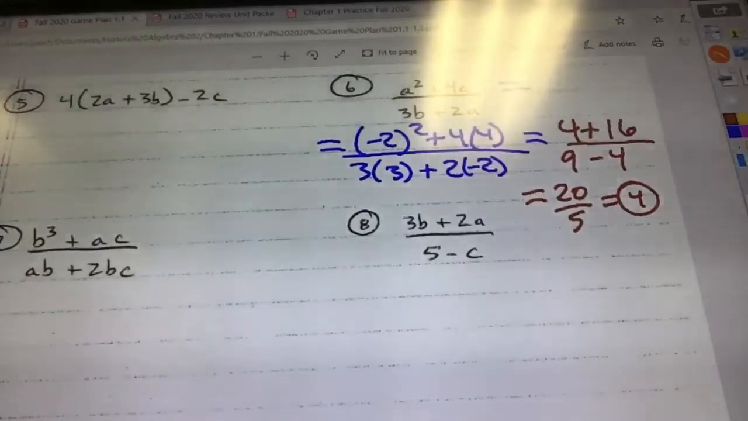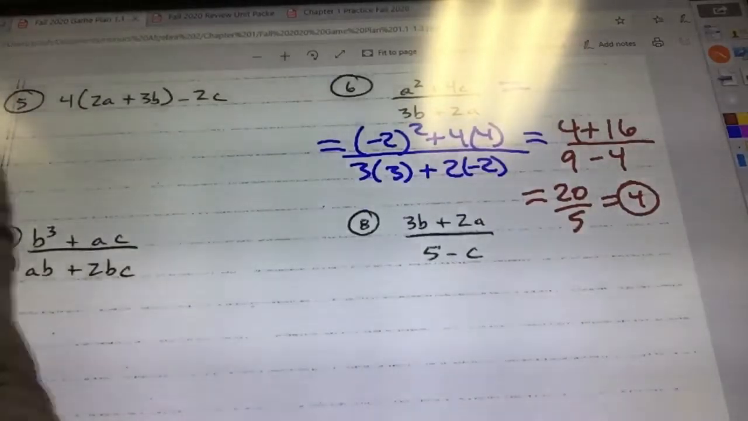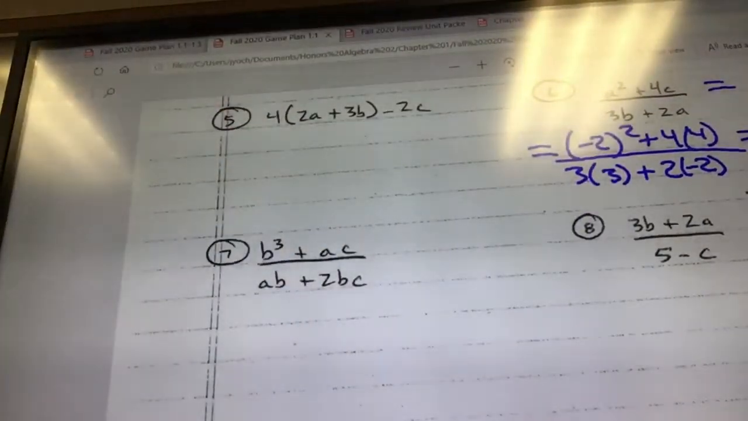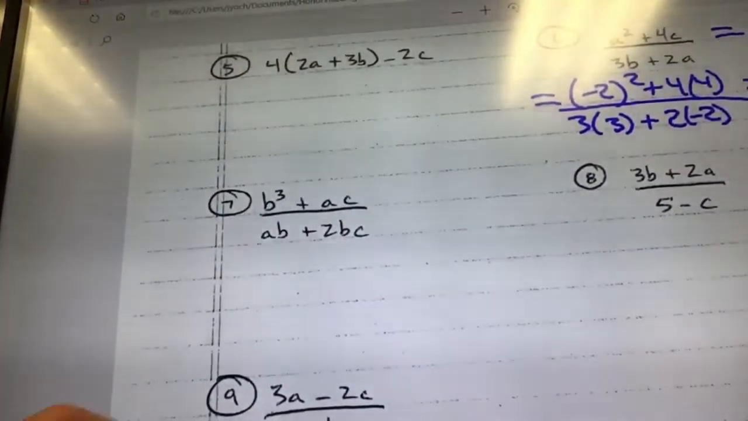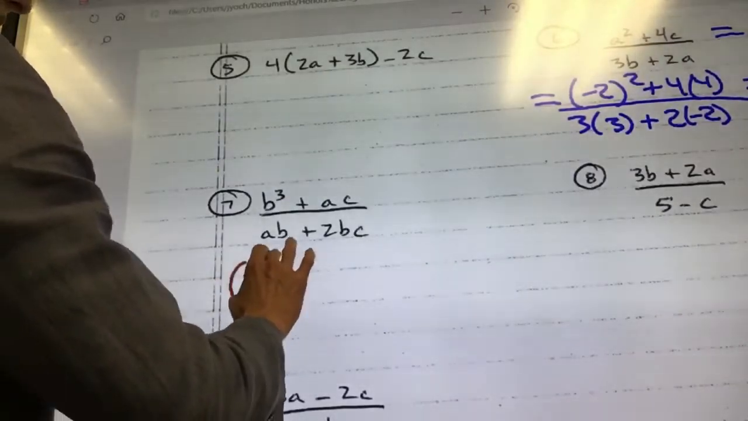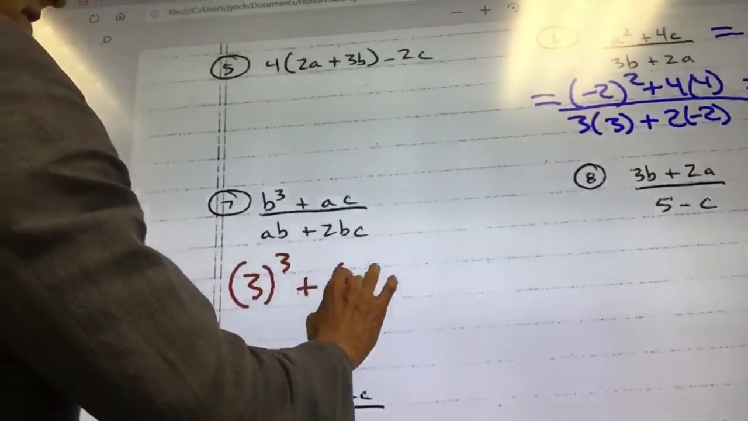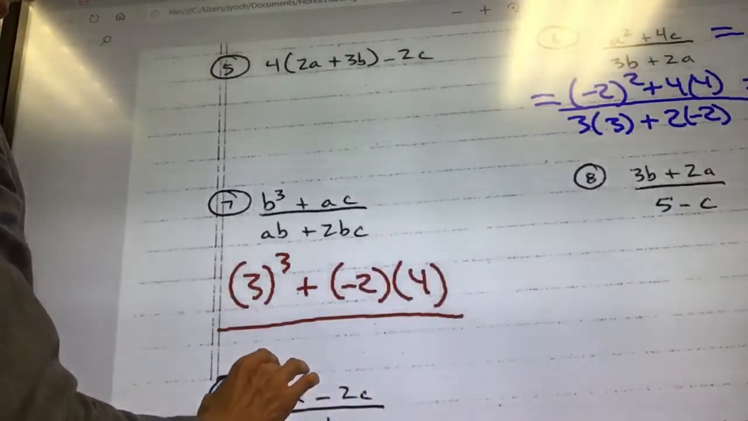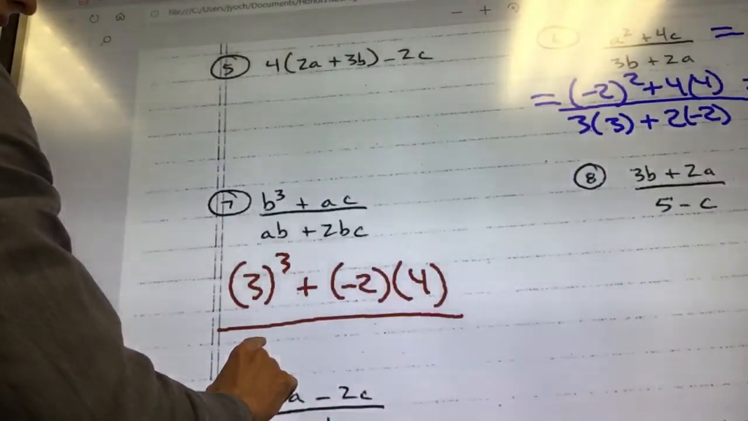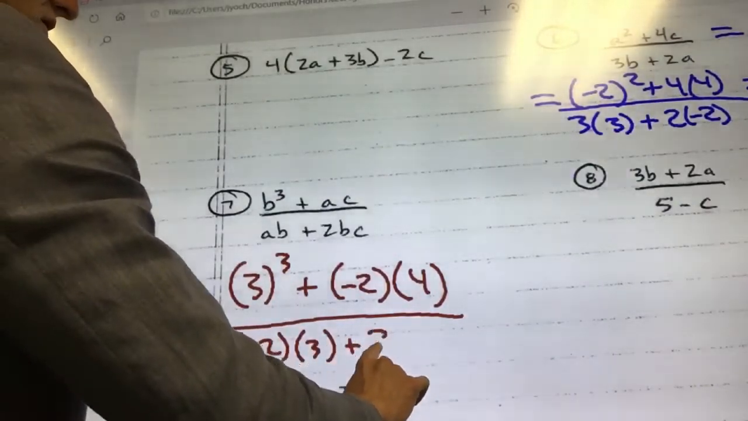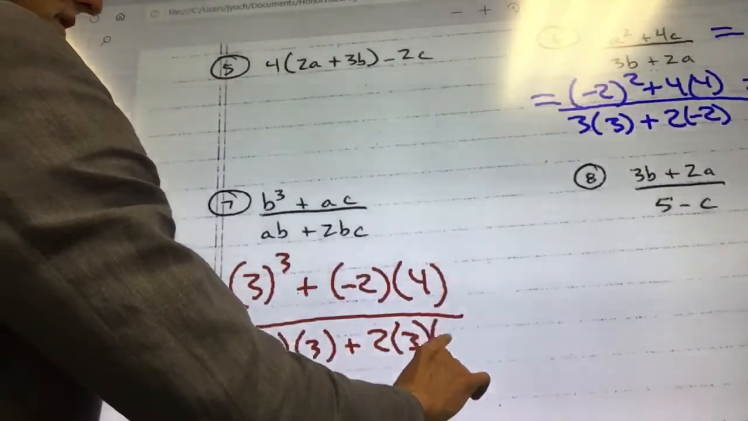And 7 will be the last one we talk about on this page. 7, can you see 7? There you go, 7. B, what did we just write B as? B is 3, and it's being raised to the third power, plus A times C divided by A times B plus 2BC.